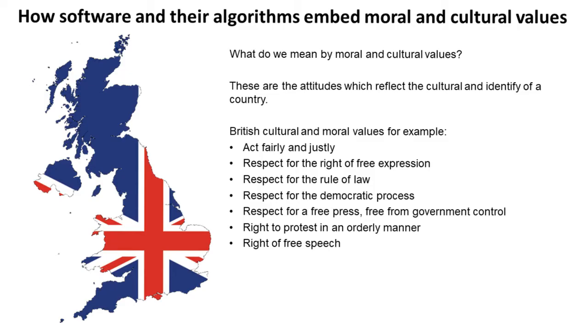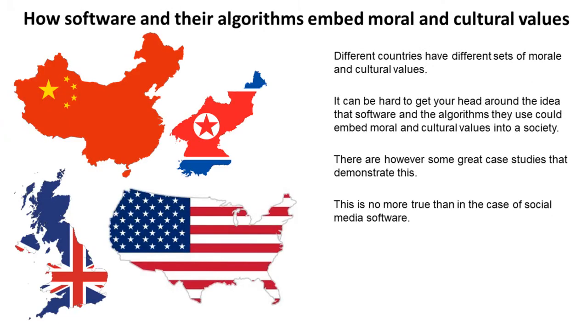So, first of all, let's talk about how software and their algorithms embed moral and cultural values. Well, first of all, what do we actually mean by moral and cultural values? You can think of these as the attitudes which reflect the culture and identity of a country. So, for example, British culture and moral values can be summed up as acting fairly and justly, the respect for the right of freedom of expression, the respect for the rule of law, the respect for the democratic process, the respect for a free press, etc. Different countries, of course, have different sets of moral and cultural values.